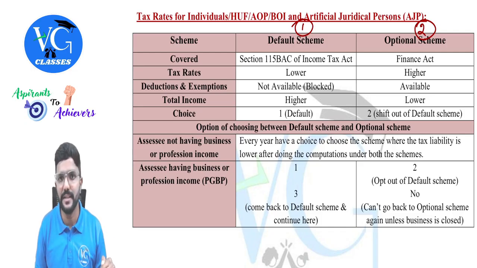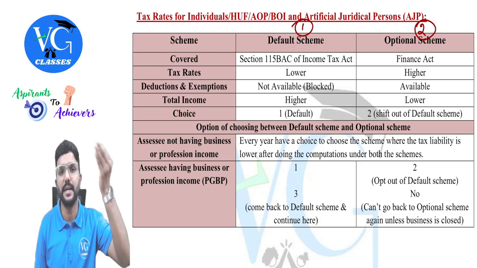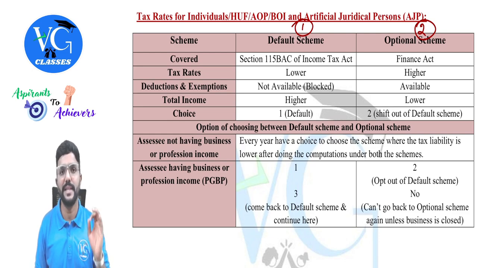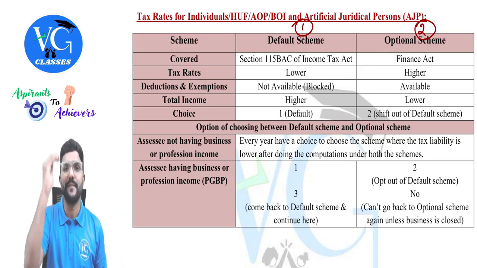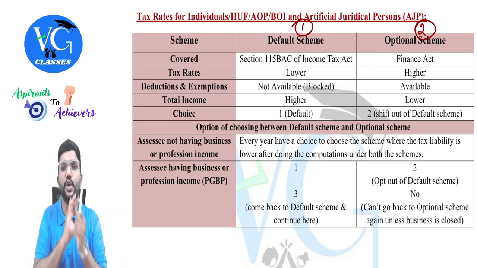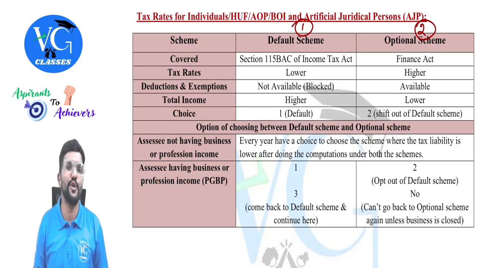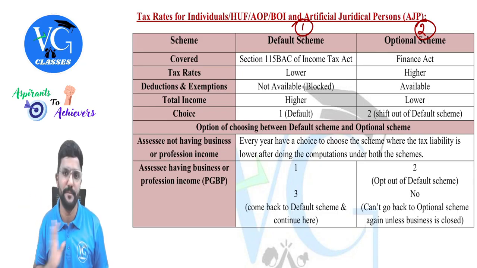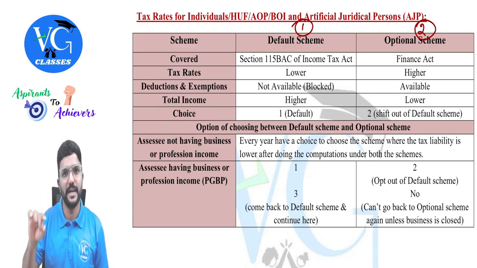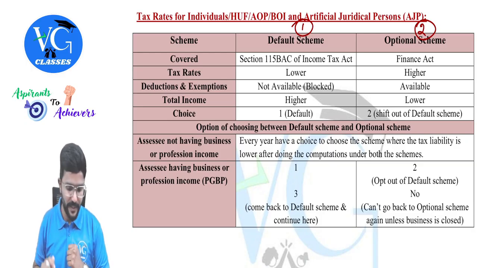I will not be covering it in this chapter. I would be covering it under the respective head, guys. At the end of each head and deductions chapter, I have given the list of exemptions and deductions which are not available if the assessee is following the default scheme under section 115 BAC. Got it? So I will cover it under the respective chapter.